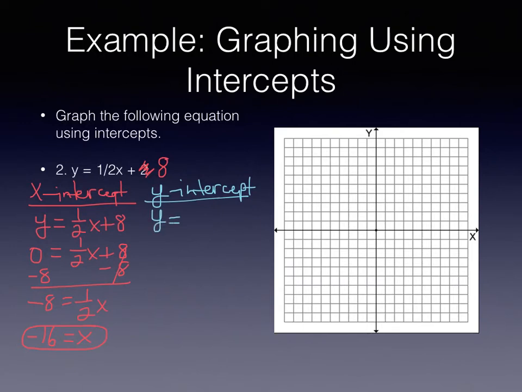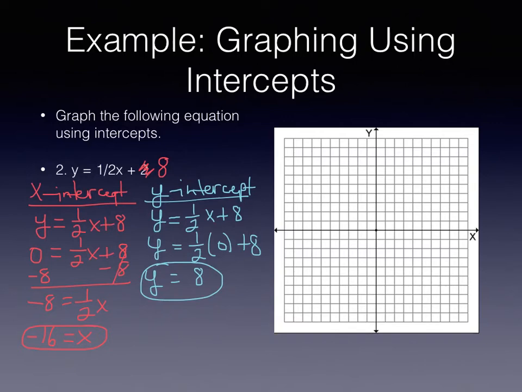All right, for the y-intercept, taking the same equation, y equals 1/2 x plus 8, this time plugging 0 in for x. Well, 1/2 times 0 is 0. 0 plus 8 is 8. Y-intercept of 8. Now, you can write the ordered pair if you want.